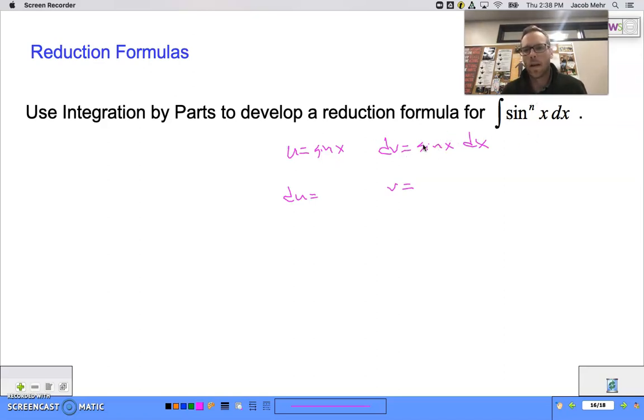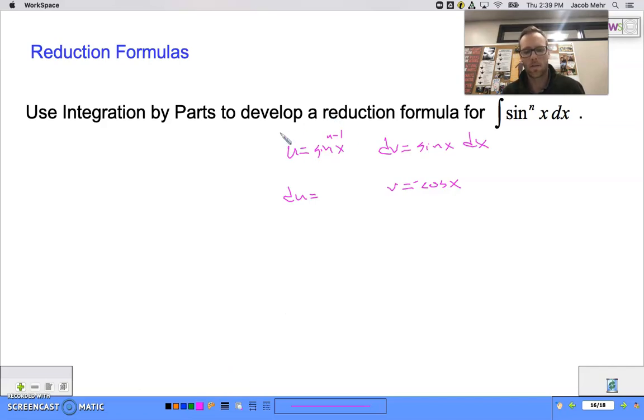Now, I don't want any more than one sign here because the antiderivative of that's not going to be nice. I'm just going to take the antiderivative of that as is, negative cosine. So, if I need n cosines, sine to the nth, if I'm putting one of them there, how many are left over here? The answer to that is n minus 1.